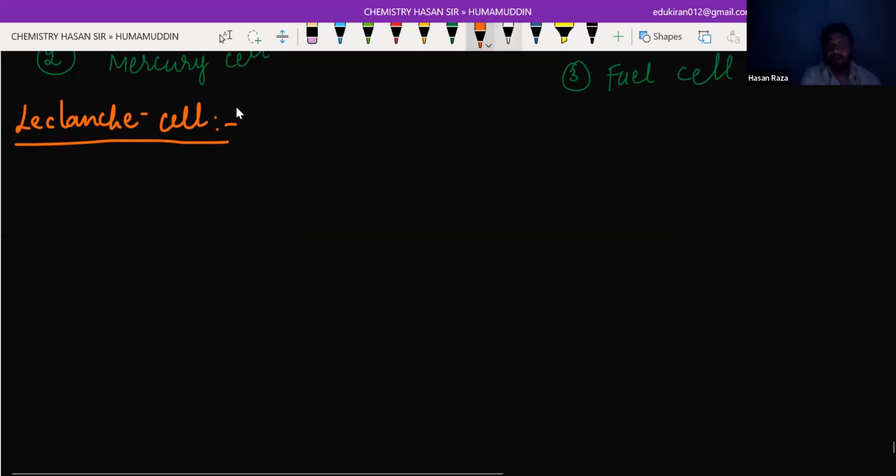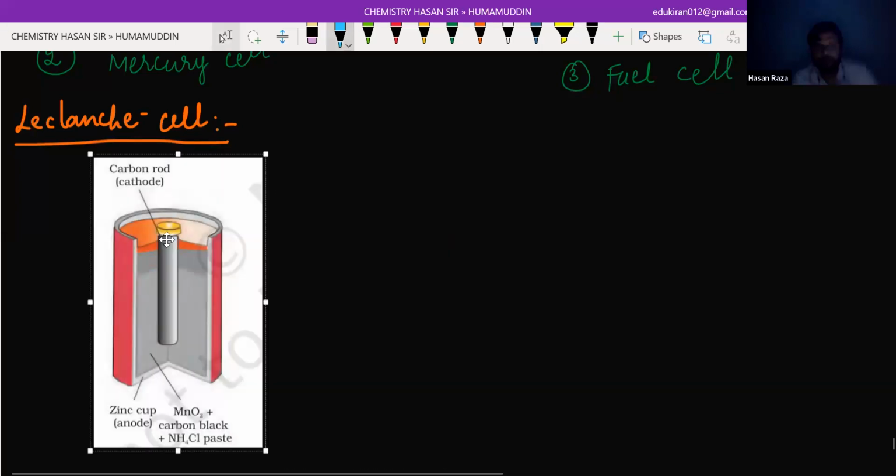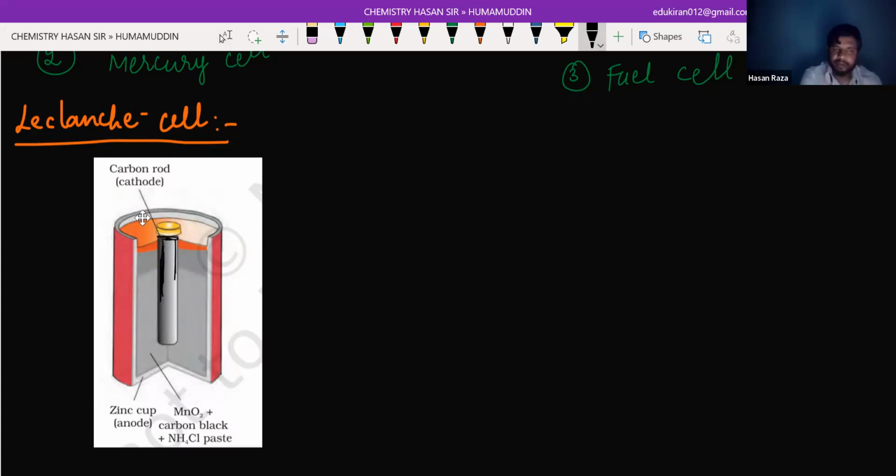Now see, what is this Leclanche cell? So I'm going to draw this. Basically, it's a copy. You can see it is a Leclanche cell in which you can see that this part, the rounded part, circular part, cylindrical, you can say, is your carbon rod and it is your cathode.